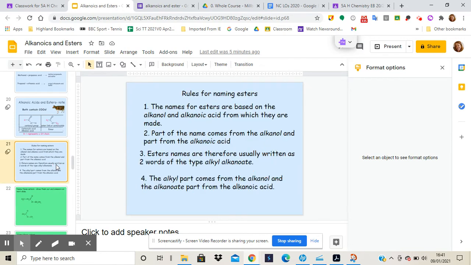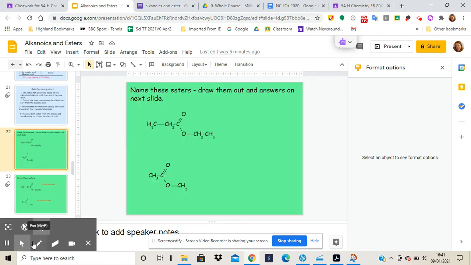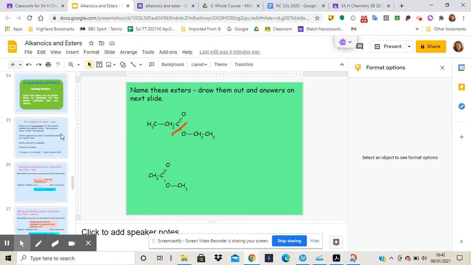And then there's a few rules about naming them. So then when you actually get given an ester, for example, here, what did you do? You get to that line there, always break there, look which side the single oxygen is on. That is 2 carbons, so it must be ethyl, and 3 carbons, propanoate. So the alkanoic acid part turns into oate at the end of the ester name. So we go through these.